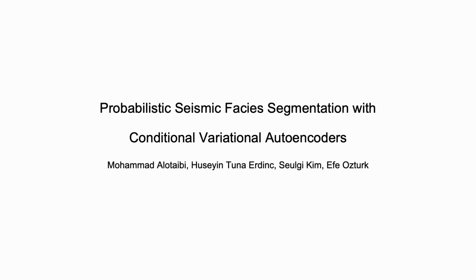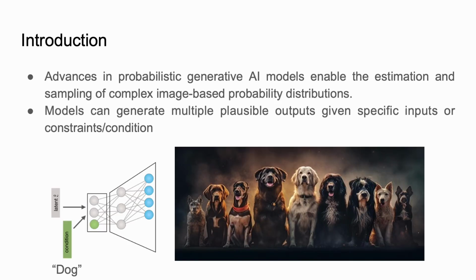Hello everyone. Today we are going to talk about our project titled Probabilistic Seismic Facies Segmentation with Conditional Variational Autoencoders. The recent advancements in generative artificial intelligence have enabled the construction of complex image-based probability distributions through training models on data samples. Upon the completion of the training phase, these probabilistic models are capable of generating very suitable outputs based on given inputs or conditions.